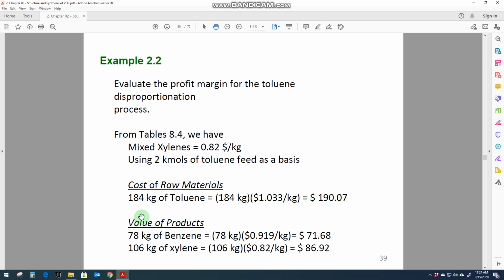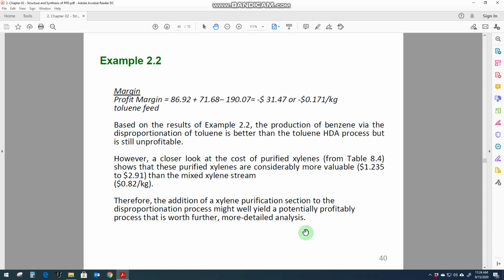Similarly, you can calculate the value of the products. So 78 kg of benzene will cost you $71.68, and 106 kg of xylenes, or the mixed xylenes, will cost you $86.92. Now once you have this cost information for the raw materials and the products, you can actually calculate the profit margin. So we can put this into the main equation. The value of the products minus the cost of the raw materials will give you this equation. Now we can get the value in dollars, $31.47, or in terms of dollars per kg of toluene feed, we can have $0.171 per kg of toluene.